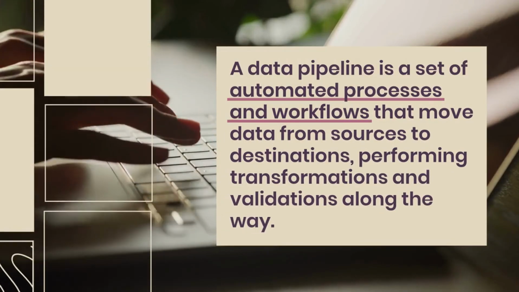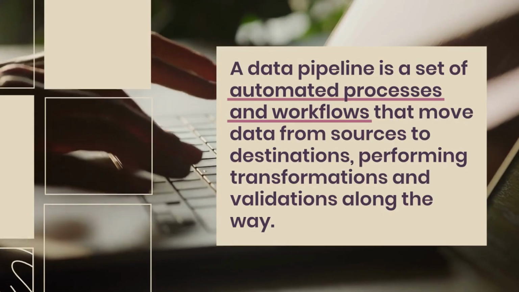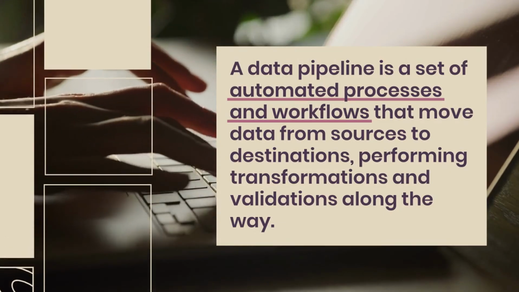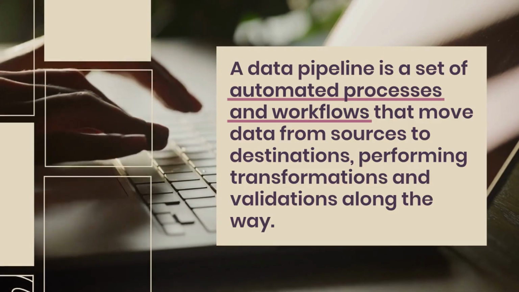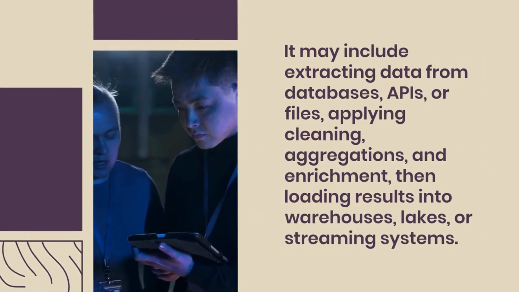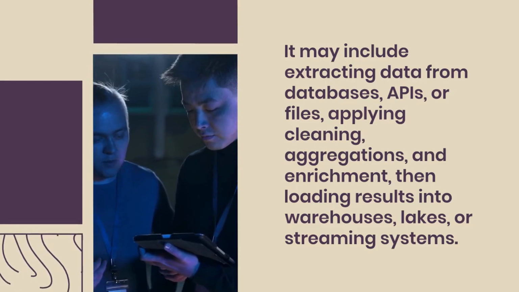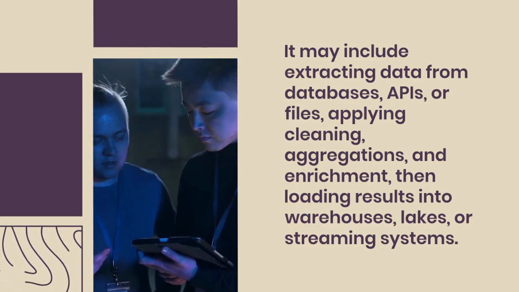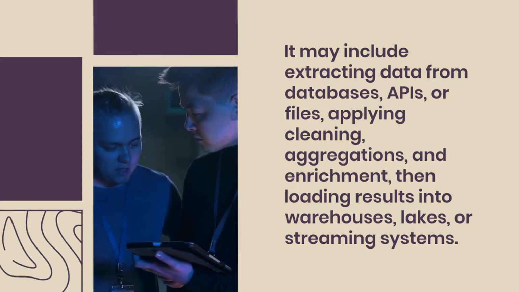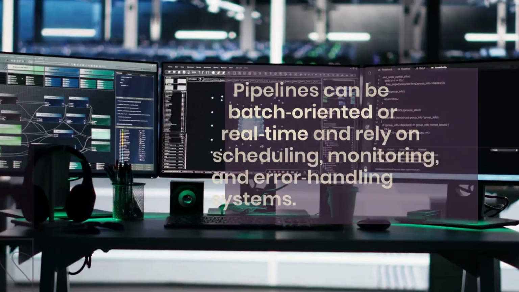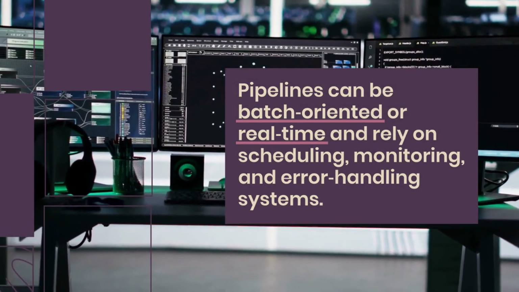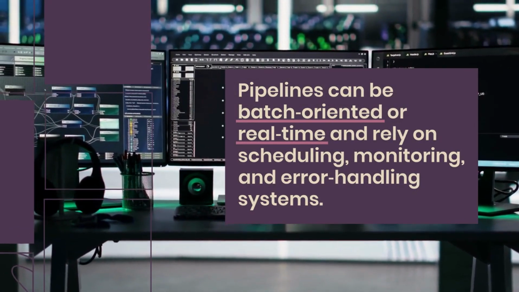A data pipeline is a set of automated processes and workflows that move data from sources to destinations, performing transformations and validations along the way. It may include extracting data from databases, APIs, or files, applying cleaning, aggregations, and enrichment, then loading results into warehouses, lakes, or streaming systems. Pipelines can be batch-oriented or real-time and rely on scheduling, monitoring, and error handling systems.